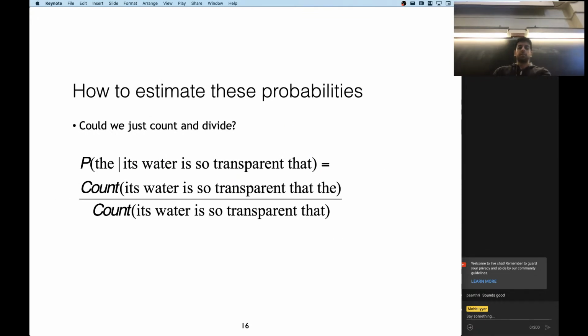All right, so let's start with some very primitive language models. One way I could estimate this conditional probability, P of the given its water is so transparent that, is I could just simply count two things. I could count up all the occurrences of its water is so transparent that, and then count up all the occurrences of its water is so transparent that the, and I can just divide these two things, and then I have this probability. It seems pretty straightforward. I could just count up these things in a huge corpus like the internet, and maybe I'm done.